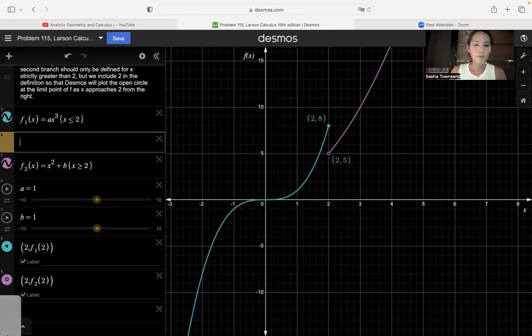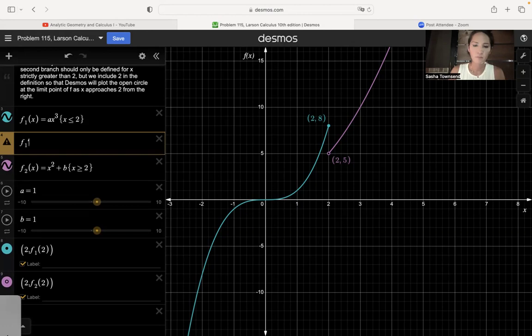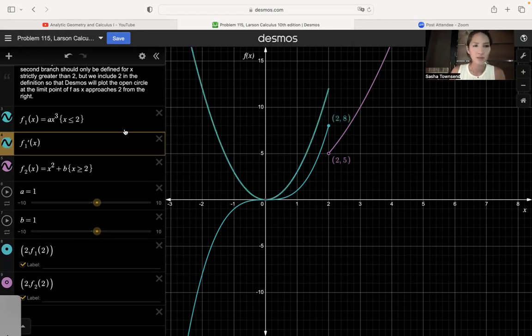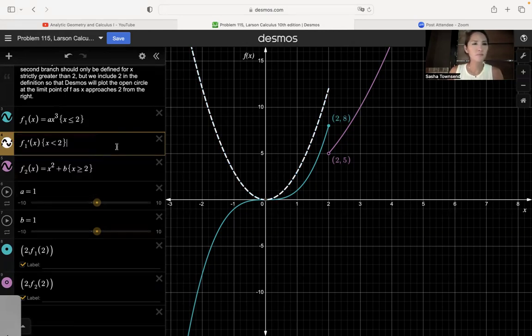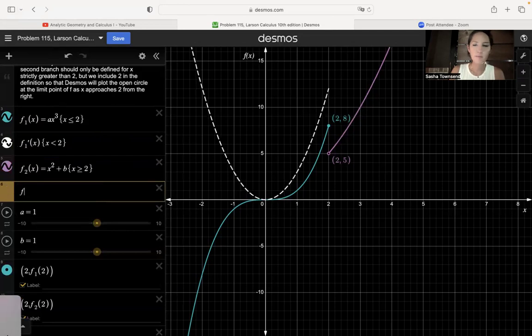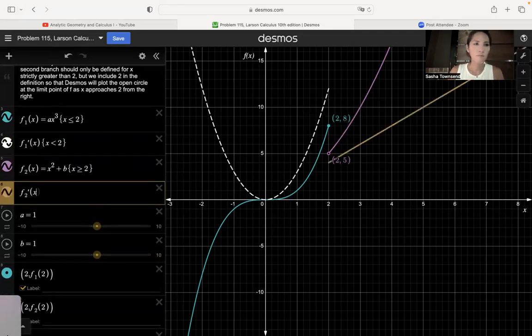Let's compute f sub 1 prime, but just on the interval where x is less than 2. So we see its derivative looks kind of like that. And f sub 2 prime. So we see that derivative. It's kind of like that. We do the calculations.